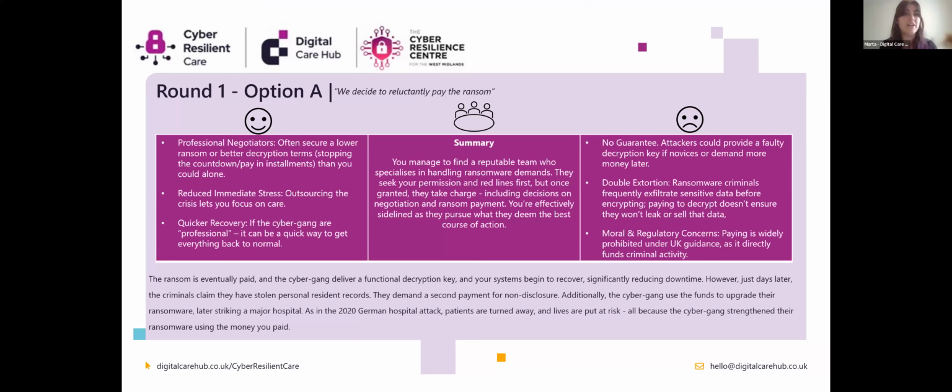However, just days later the criminals claim that they have stolen personal resident records, and they demand a second payment for non-disclosure. Additionally, the cyber gang used the funds to upgrade their ransomware, later striking at a major hospital. As in the 2020 German hospital attack, patients are turned away and lives are put at risk, all because the cyber gang strengthened the ransomware using the money that you paid. So this is a situation that could happen if we decide to pay the ransom.